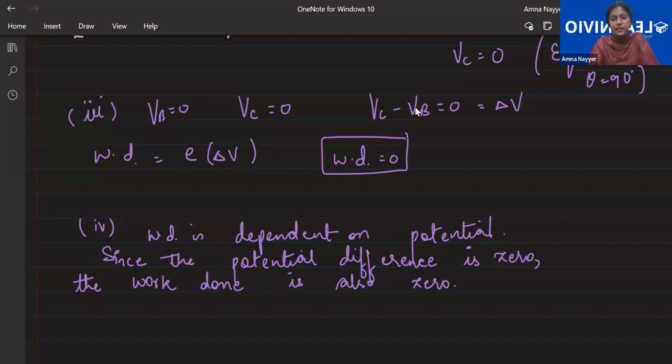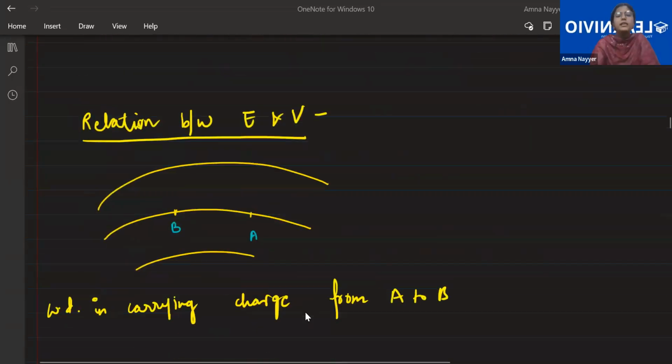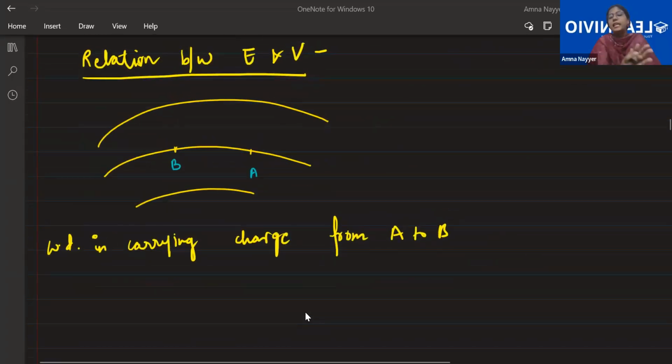Is it done, Jasleen and Ibrahim? Yes, ma'am. Okay. See, there's a relationship between electric field and potential, and this is a very important topic in your NCERT, and often the questions come from this.